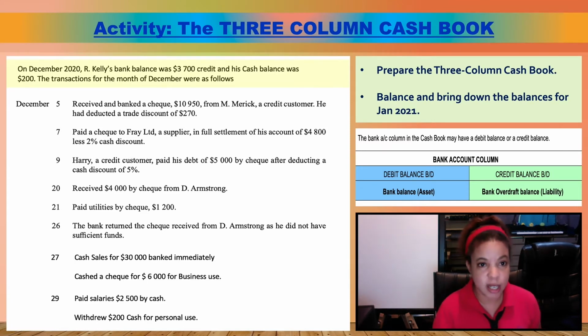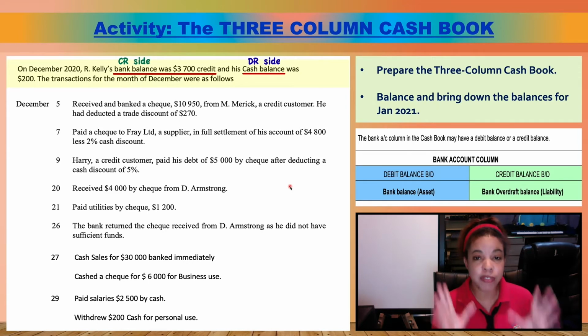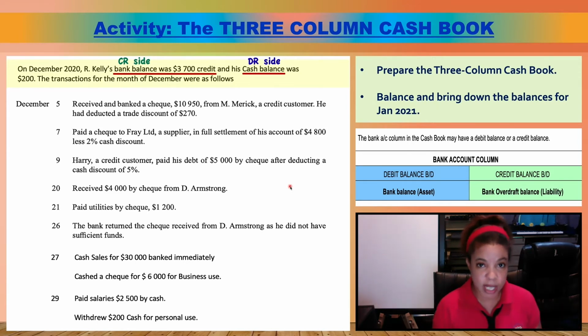So we're going to look at our example here, and we see that R. Kelly's bank balance was 3,700 credit. So they gave you the answer, which means it was a bank overdraft. So because of that, it will go on the credit side. And as I said before, the cash balance is always on the debit side. So we have our balances. That would be the first thing that we do when we go to do the activity.